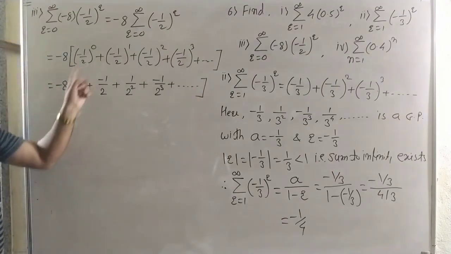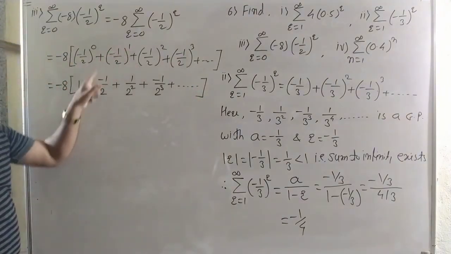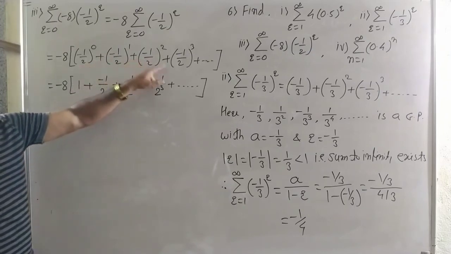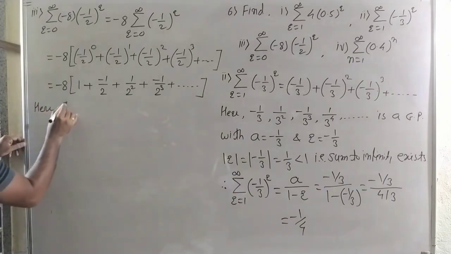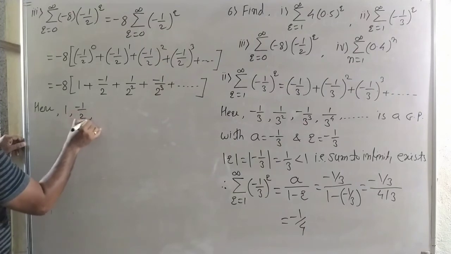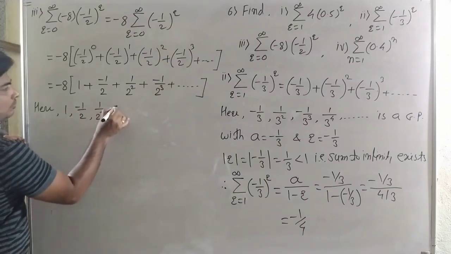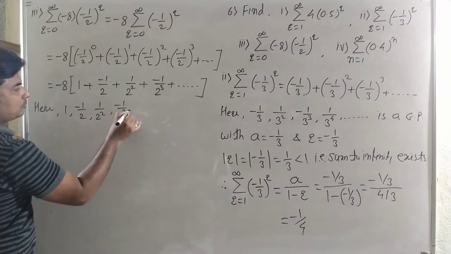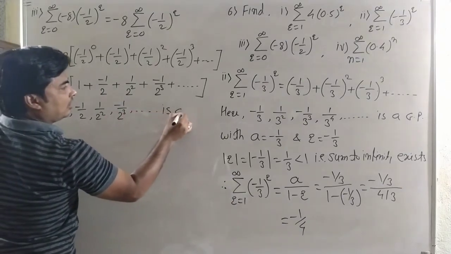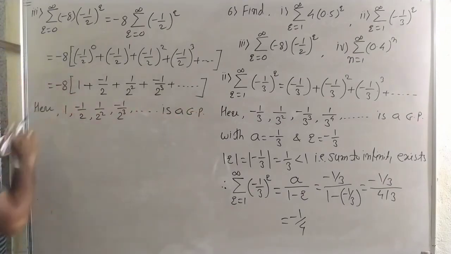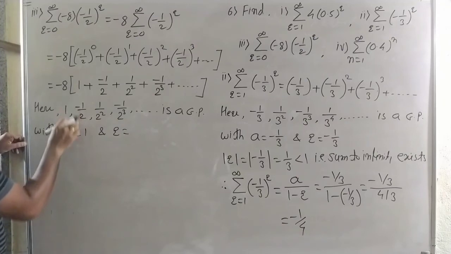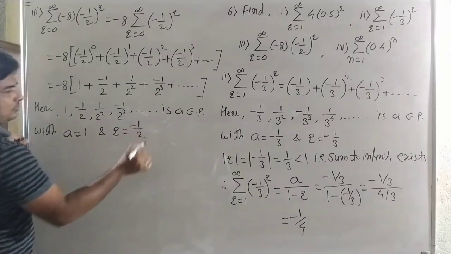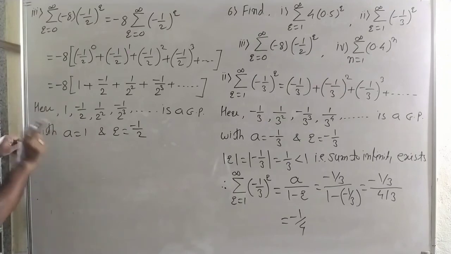See carefully this, it is 1, it is minus 1 to the power 1, it is minus 1. Okay, and it is a plus plus plus for this summation. Okay, here the sequence 1 comma minus 1 by 2 comma 1 by 2 square comma minus 1 by 2 cube up to infinite is a geometric progression. Okay, it is a geometric progression with a is equal to 1 and r is equal to minus 1 by 2. See carefully, here the common ratio, it is minus 1 by 2.